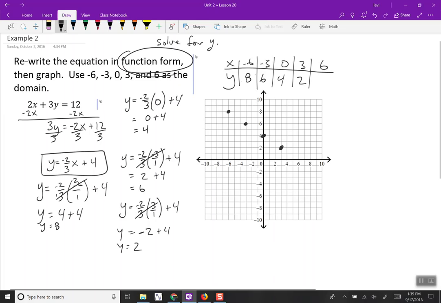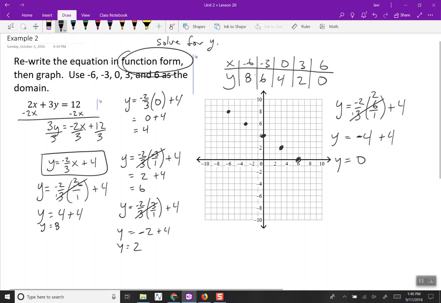And then our last point out at 6, y equals negative 2/3 times 6 plus 4. I only have one negative factor, so I know my answer is going to be negative, so I'll write that in right off the bat. 3 goes into 6 twice, 3 goes into 3 once. 2 times 2 makes 4, so negative 4 plus 4. So y equals 0 there. So when we substituted in a 6, we got a 0. So that's the point (6, 0).